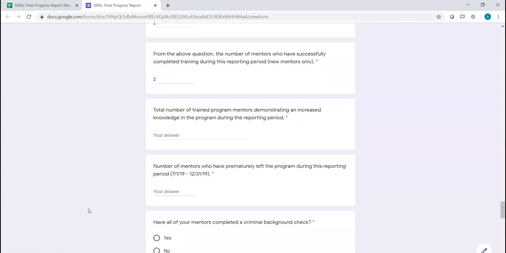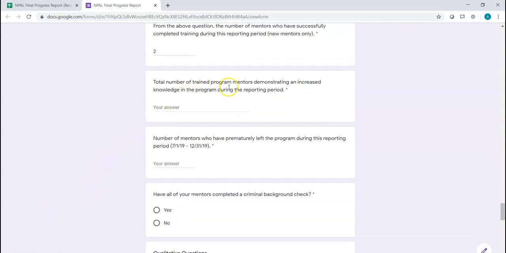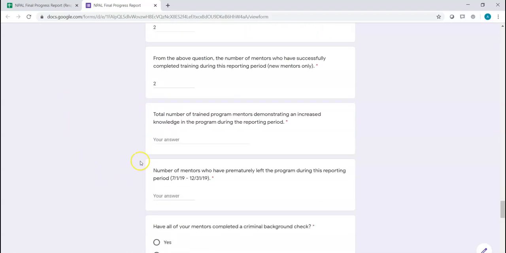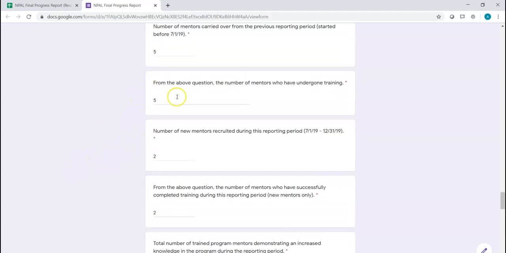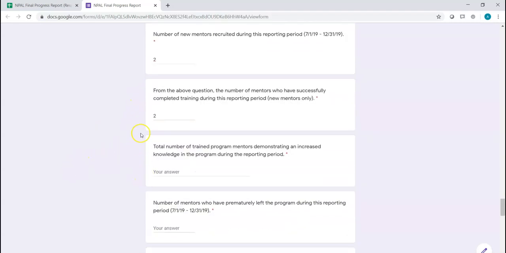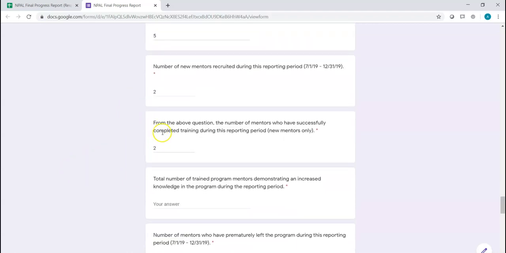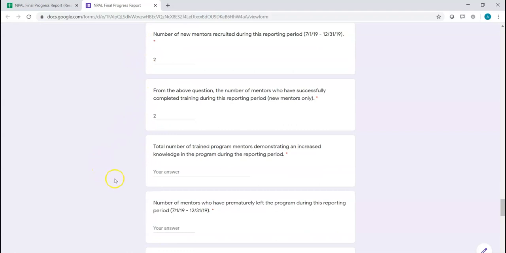This next question is the total number of trained program mentors demonstrating an increased knowledge in the program during the reporting period. Ideally, this should be all of your trained mentors, both if they were new for the reporting period, as well as if they were carried over. But it really can't exceed that number. So my total is 5 and 2, so 7.